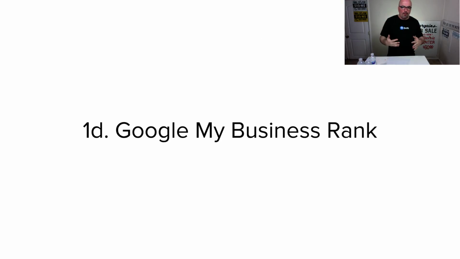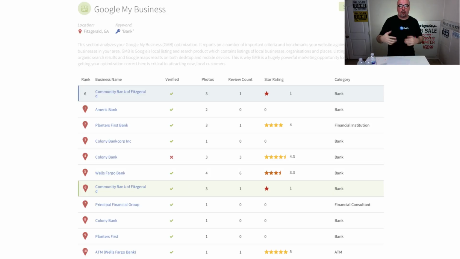So Google My Business rank, that's what I was talking about, this is kind of the fruition. If you see at the top left, in location Fitzgerald, Georgia, I type the keyword bank, and number 6 is Community Bank of Fitzgerald. That's not reality. They're the most homegrown, I guess is the best way to put it. Colony Bank is probably their biggest competitor in my mind, and they don't even have a verified account, but they're still showing up 2 spots ahead of Community Bank. So definitely a lot of opportunity here.